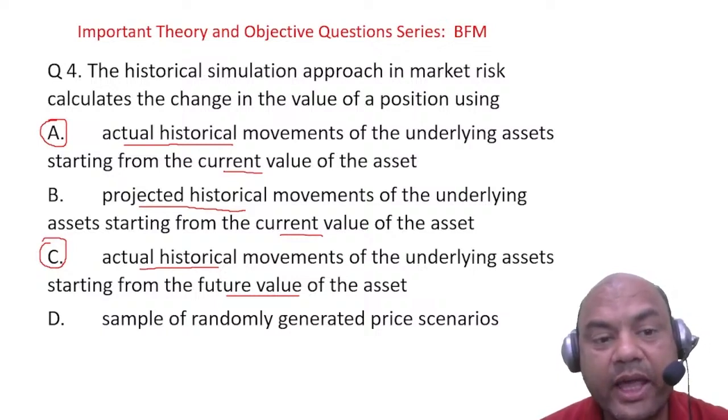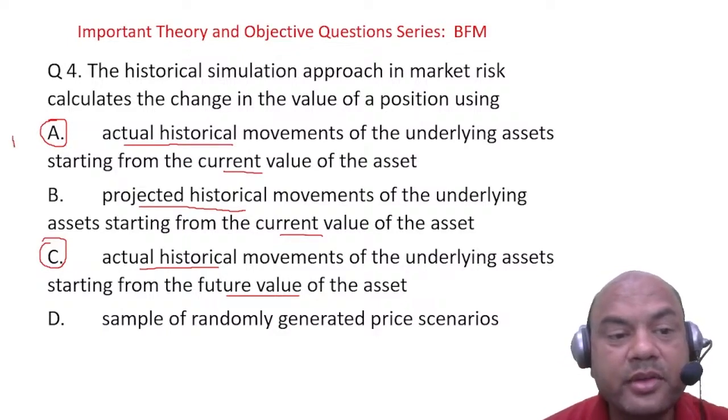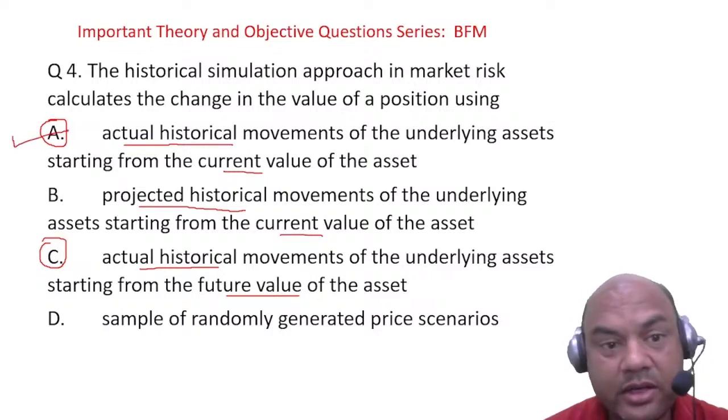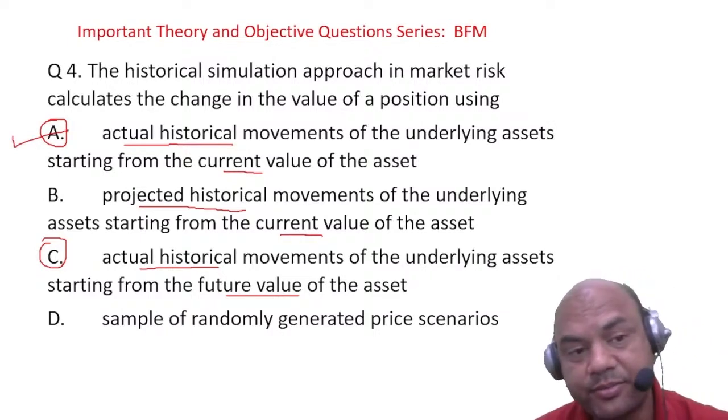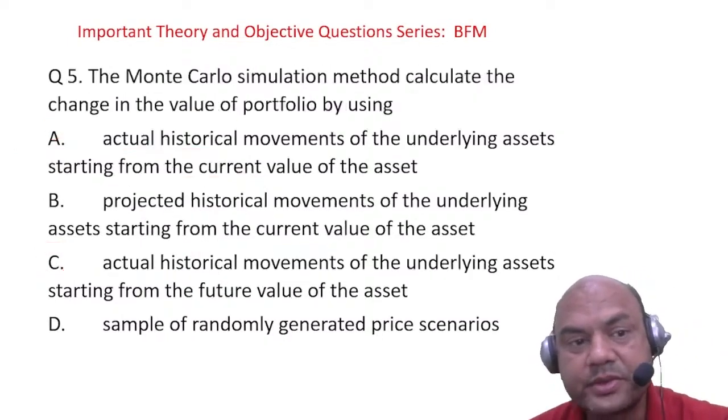Now A and C: actual historical movements based on the current value, and actual historical movements based on the future value. How can I start from the future value? I don't know the future. So the correct answer over here becomes A. A is the answer. Okay, next one.